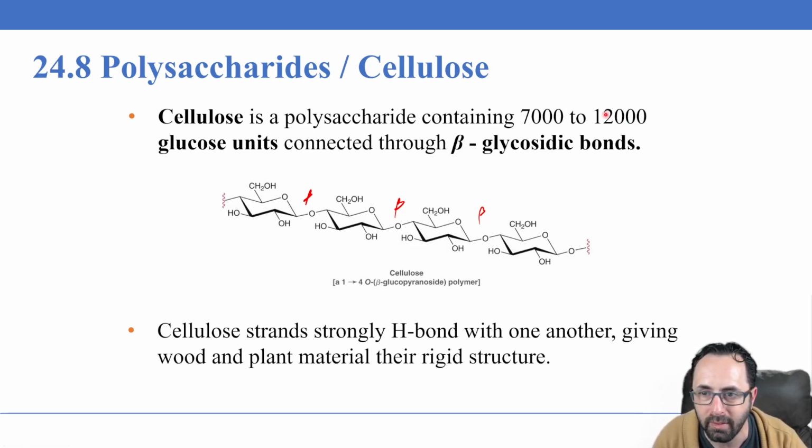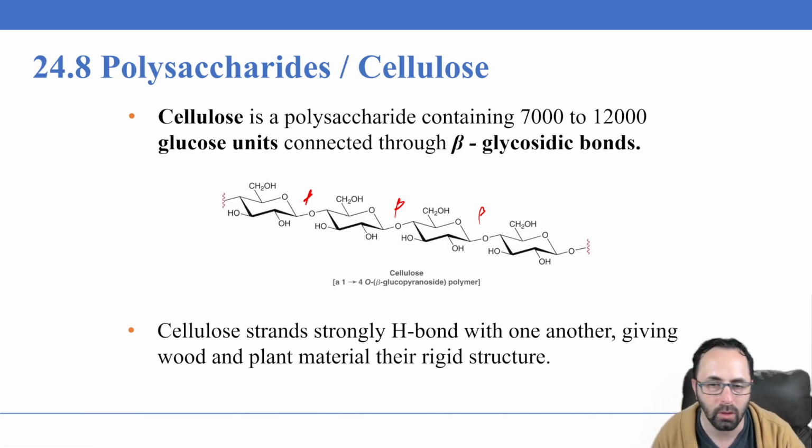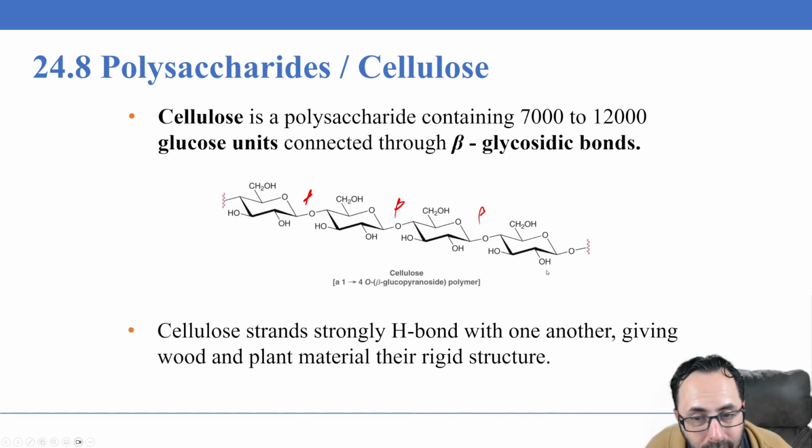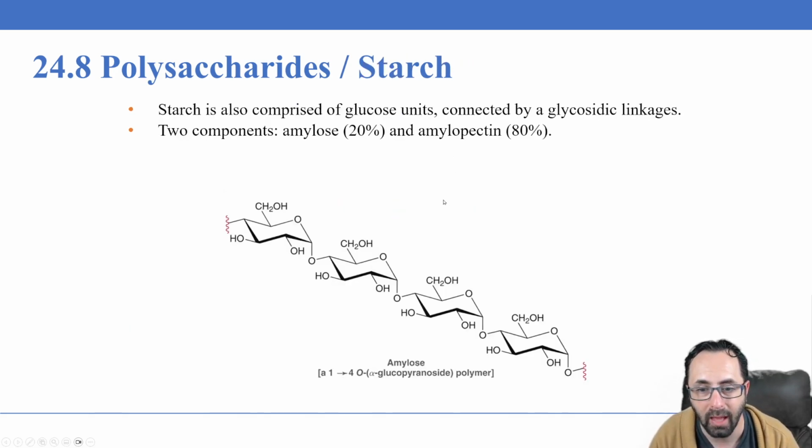And it will have about 7,000 to 12,000 glucose units linked in glycosidic linkages, and these tend to make up the structural material of plants. And so we're talking tree bark, stems and leaves and so forth. Whereas the starchy parts of the plants tend to have a different type of carbohydrate polymer, or polysaccharide as they're called. And that is starch.